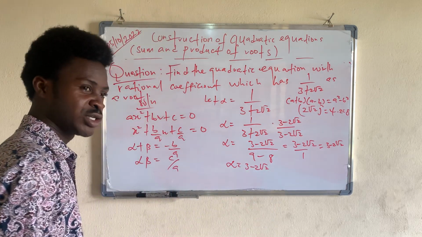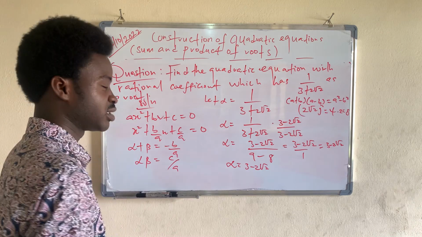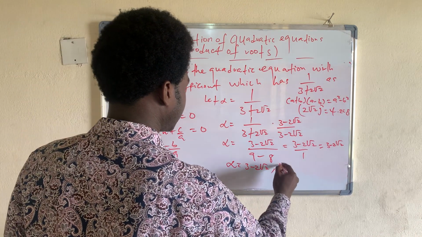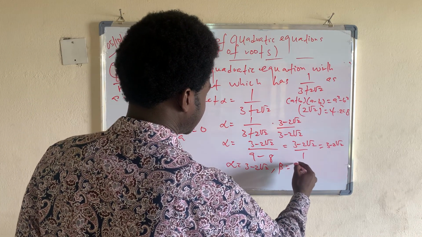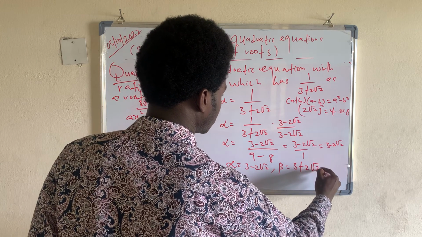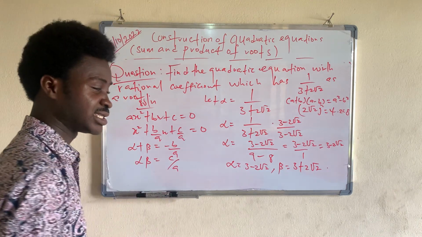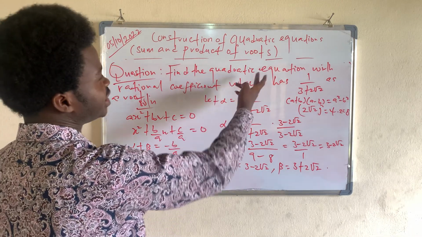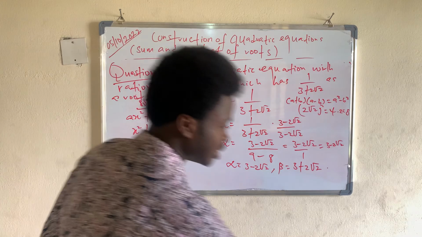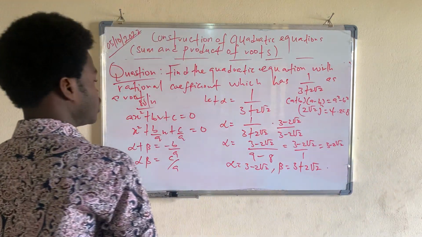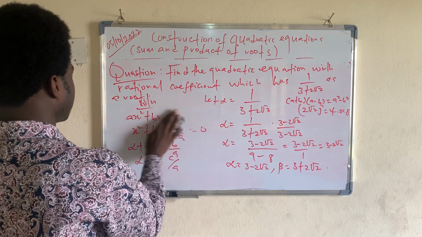So what is the conjugate of α? What is the conjugate of 3 − 2√2? The conjugate of that will be our β, which is 3 + 2√2. Okay, good. So we have our alpha and beta, which means we can now obtain the quadratic equation we are to obtain.